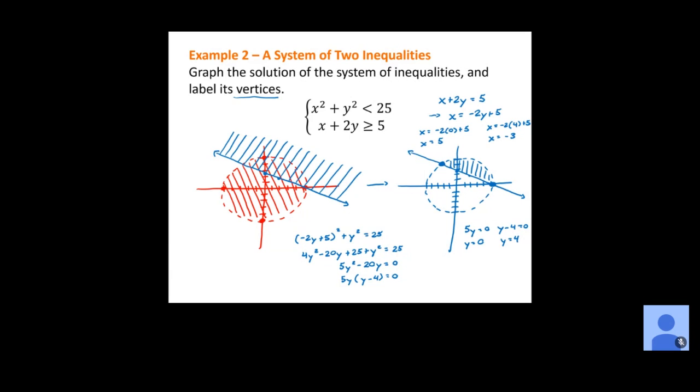So now when we actually label these points, the one over here, when I plugged in the 4 for the y value, I got negative 3 for the x. So that point is going to be negative 3, 4. And then the other point, when I substituted 0 for the y, I got 5 for the x. So that point is going to be 5, 0. So those are the two vertices now for that system of inequalities.